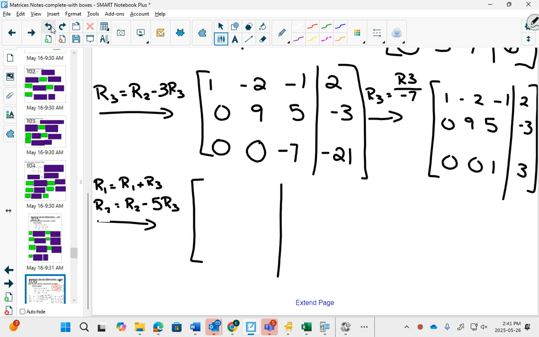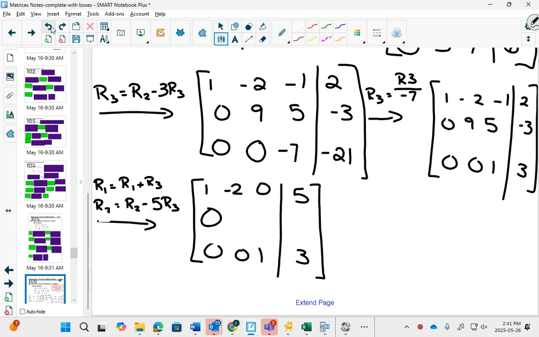So again, I'm not changing row 3, so I can rewrite it: 0, 1, 0, 0, 1, and 3. Row 1 is going to be row 1 plus row 3. This is really easy because row 1 was 1 plus 0, negative 2 plus 0, negative 1 plus 1, perfect, I got that 0. And then 3 plus 2, that'll be 5.